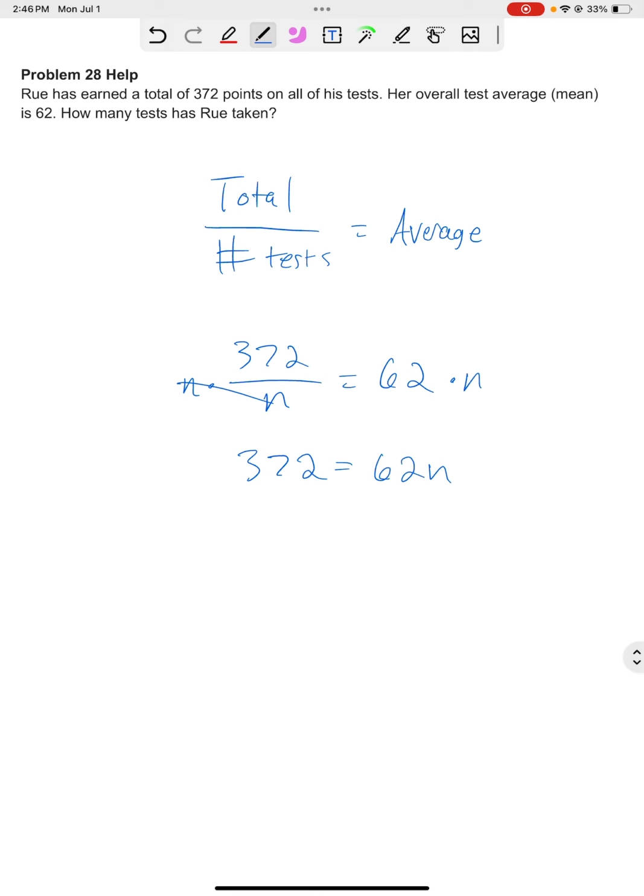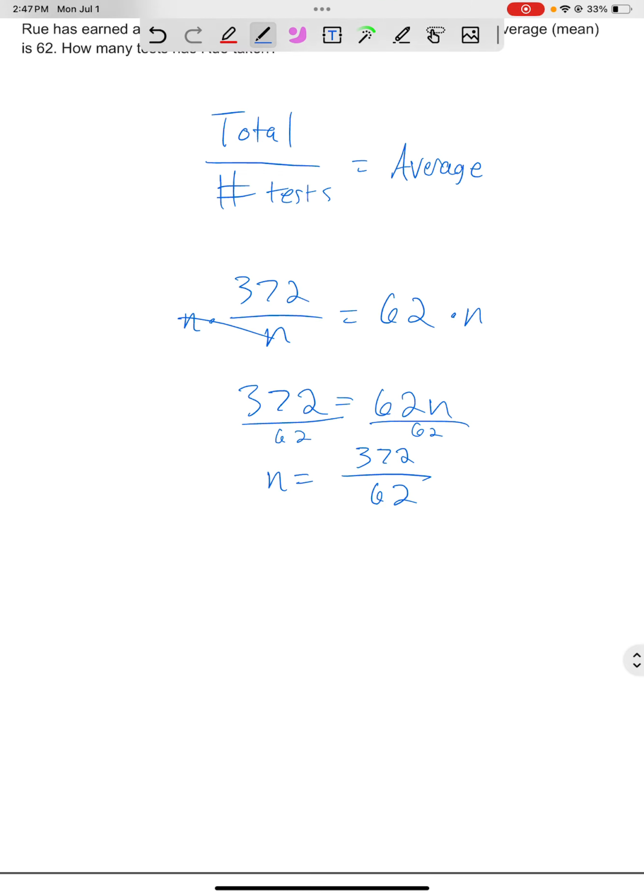Now again, keep your eyes on the prize. I want to solve for the letter n, and n is going to be 372 divided by 62, right? Because I'm dividing both sides here by 62. And so I like to write it out with the variable I want on the left, so that's why I wrote n equals, and then it's 372 over 62. Now this should be some number of tests. So how are you going to do this without a calculator? You would just have to do some long division, or you could try some trial and error, right?